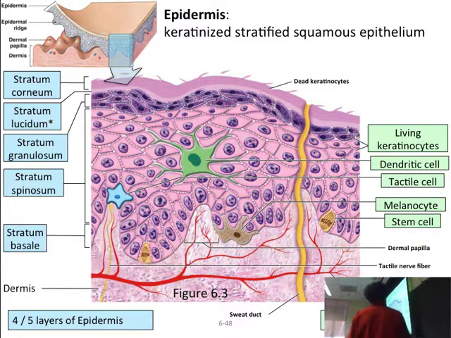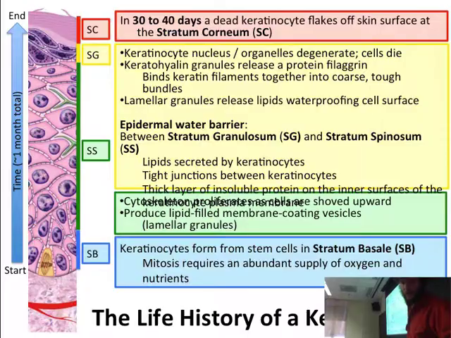There's a number of elements in here. Here is various stem cells. Here's a melanocyte. This is a dendritic cell, a tactile cell that is a nerve cell that's up there, giving us tactile information. We'll talk about that later in the nerve chapter.